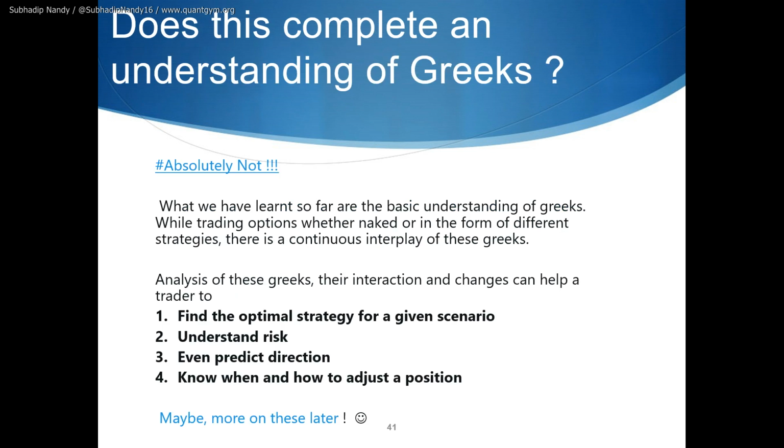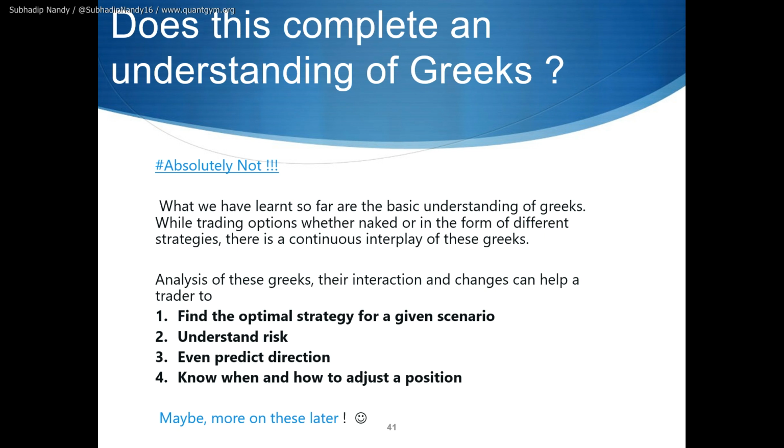Now, does this complete the understanding of Greeks? Absolutely not. What we have learned so far is the basic understanding of Greeks. While trading options, whether naked or in the form of different strategies, there's a continuous interplay of these Greeks. Analysis of these Greeks, their interaction and changes can help a trader to, one, find the optimal strategy for a given scenario. Whether you go for a naked call, a bull spread, bear spread, butterfly, back spread, whatever, the Greeks dictate what kind of strategy you will use, what would be the strikes, what would be the expiry, what would be the ratio, everything.